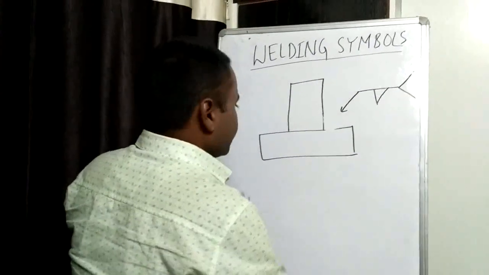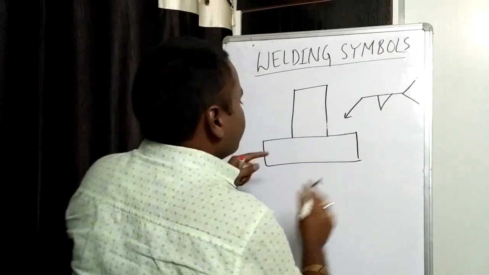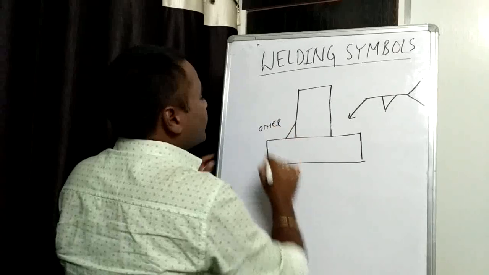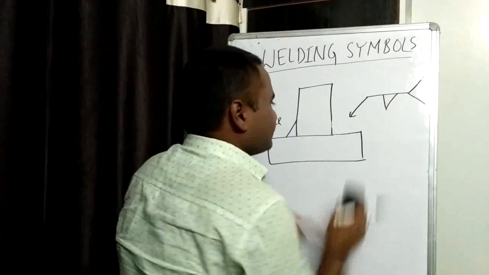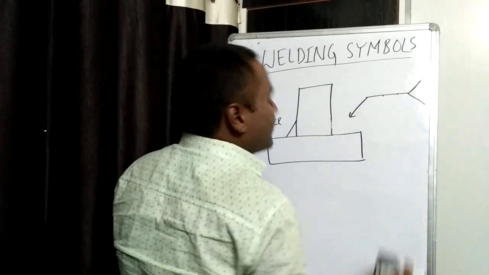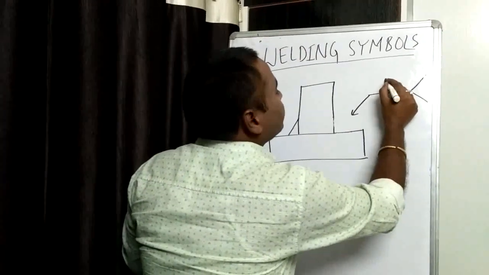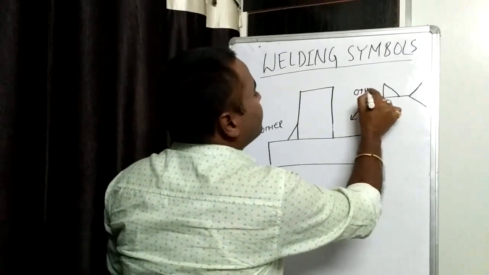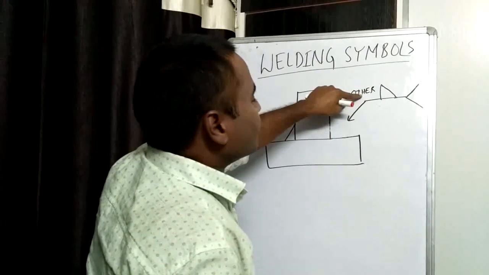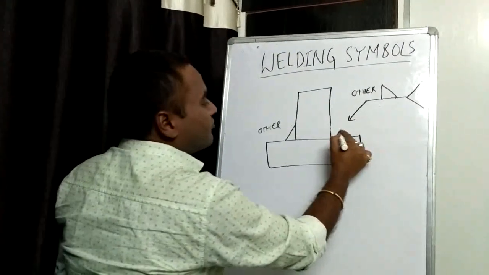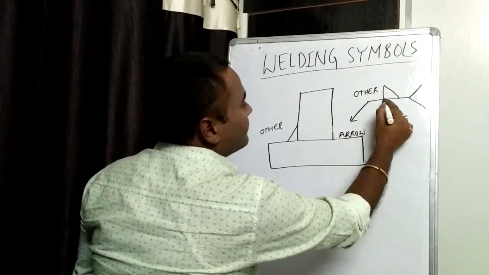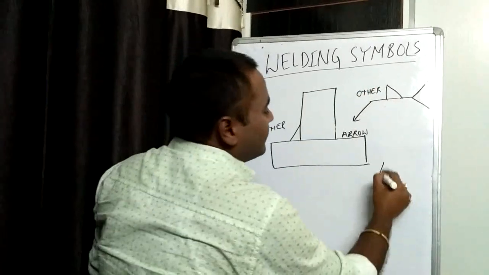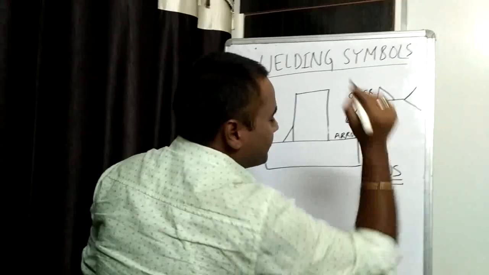And suppose we have to weld on this side, that is the other side. If we have to weld on the other side, not on the arrow side, then this symbol shall be given above the reference line. For other side, symbol shall be given above the reference line, and for arrow side, the symbol has to be given below the reference line. This is as per AWS.